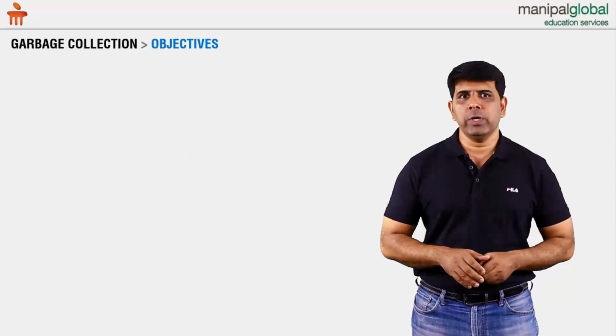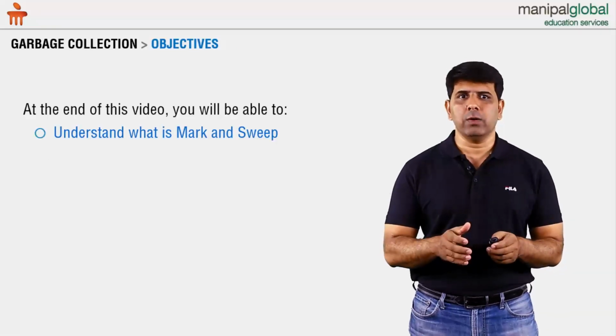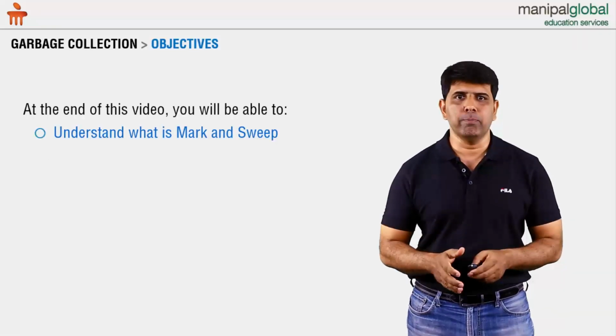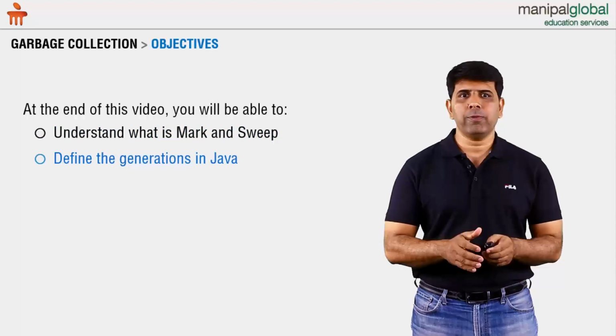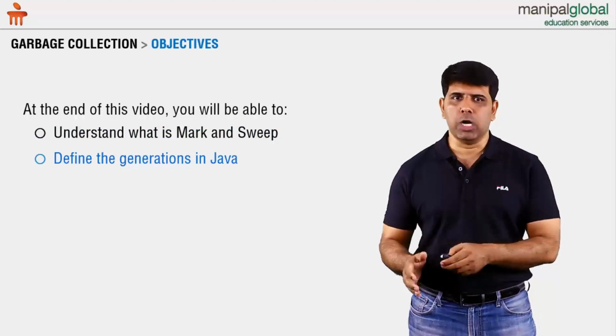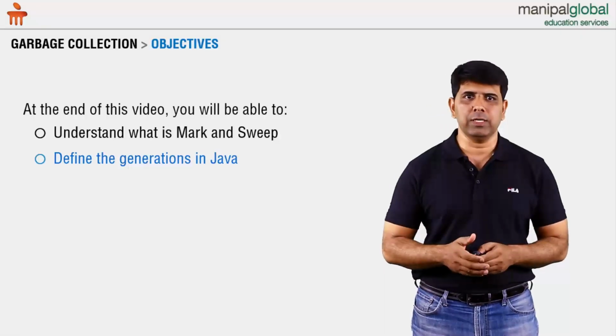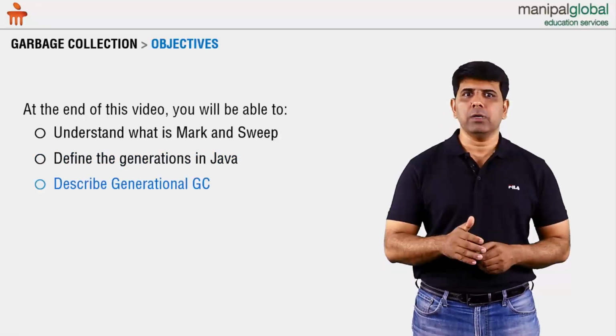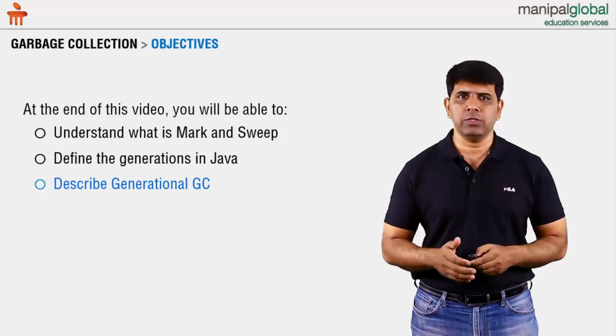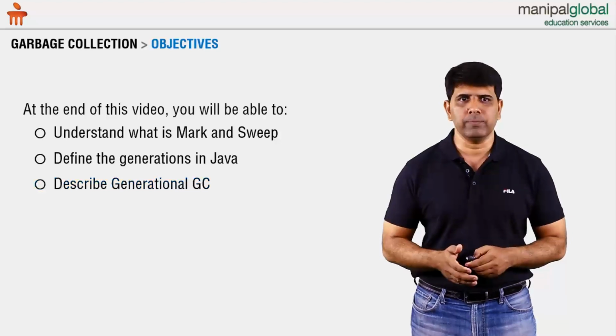So at the end of this video, you should be able to understand what the mark and sweep mechanisms are, define generations in Java, which are some memory parts, and describe what is called generational GC, or garbage collection.